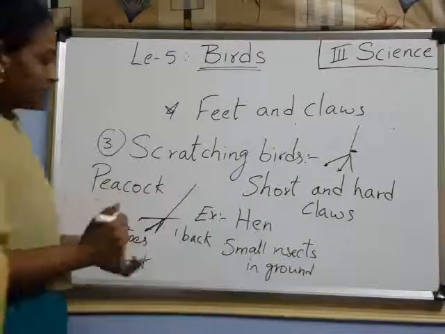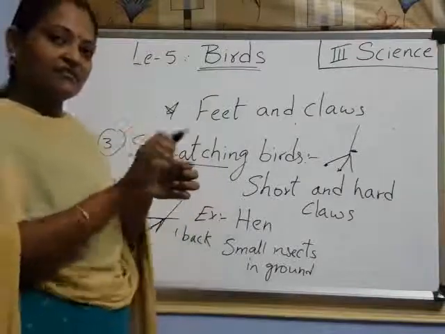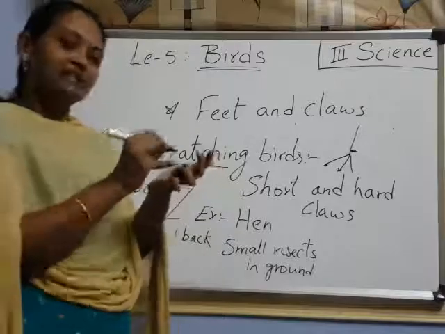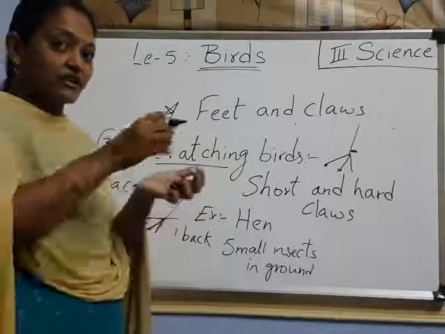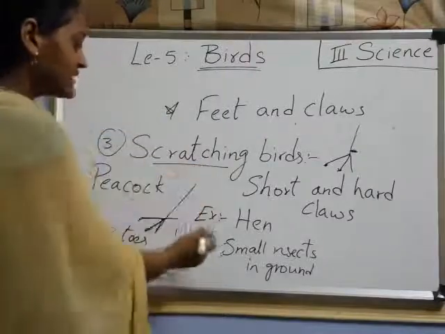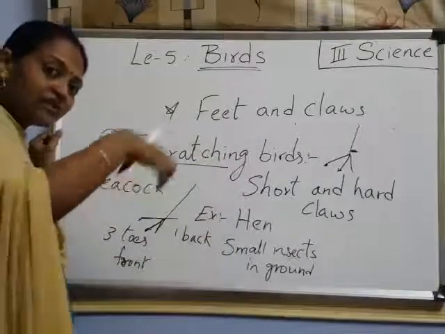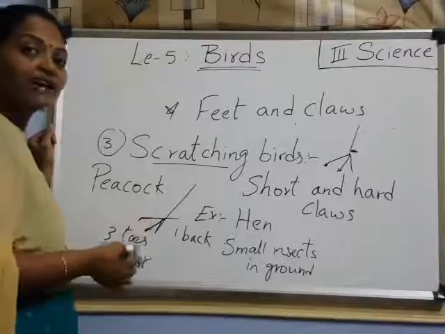Got it, children? So these are called scratching. Scratching means, do you know, like this. If you are taking a paper and doing like this, that one we call it as scratching. Understood? Removing the upper layer, we call it scratching. So these birds are scratching the ground, nothing but removing the upper layer of the ground to find food.